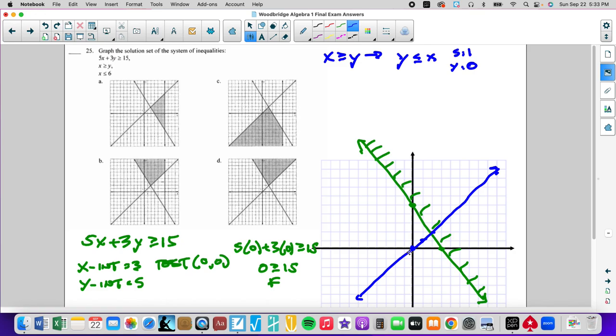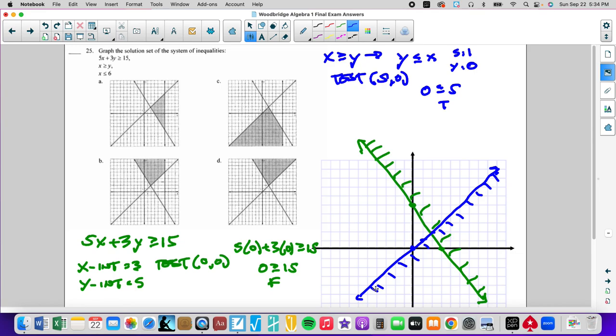Now I can't test 0, 0 because that point is on the border. I know it's going to be true. So I have to pick another point. So I'll pick a point somewhere that's probably to the right of this also. So I don't know, let's try 5, 0. I like that. So if we test 5 for x, 0 for y, so we put in 0 and 5. Is 0 less than 5? That's true. So I know that I'm going to shade in this direction.